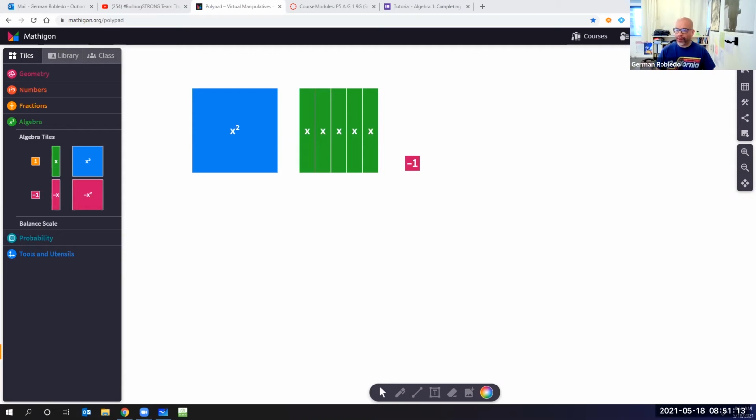Let's take a look at this problem. So we have the following amount of area. We have this x squared, and then here we have 1, 2, 3, 4, 5 of these positive x's. And then I have one of these negative ones. So that's how much area I have.